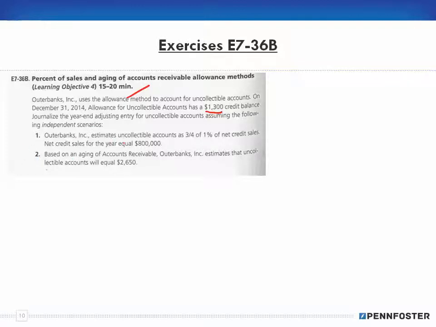Outer Banks estimates uncollectible accounts as 0.75% of net credit sales. Net credit sales for the year equals $800,000. And then 2, based on aging of accounts receivable, Outer Banks estimates that uncollectible accounts will be $2,650. Right, so number 1 here.